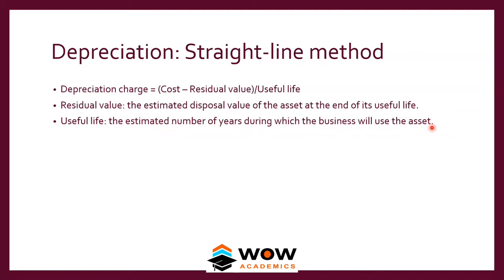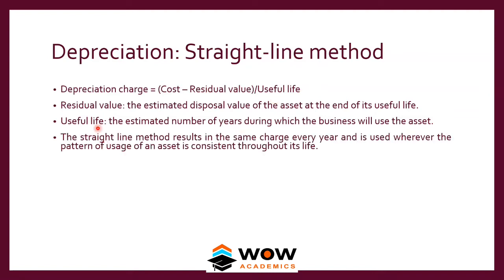So it's not that the asset might have 50 years of life. If we are going to use it only for 10 years, we can put a 10-year life here, and in 10 years time, whatever the value of that scrap is, you can put it here. It's not that the 50-year value we have to put here. Up to how much we are going to use, that alone we have to charge. The straight line method results in the same charge every year and is used wherever the pattern of usage of an asset is consistent throughout its life.